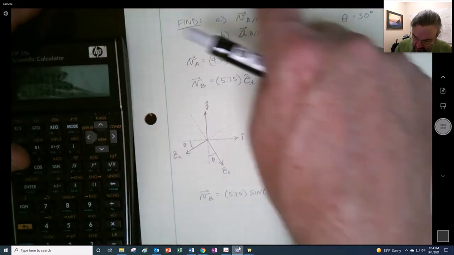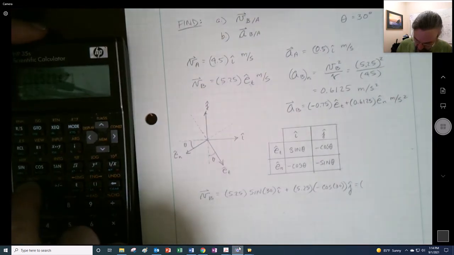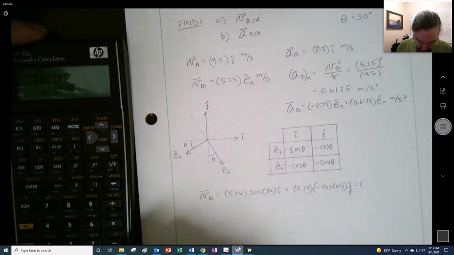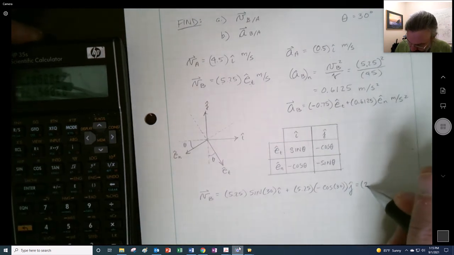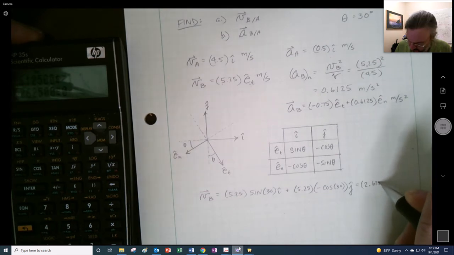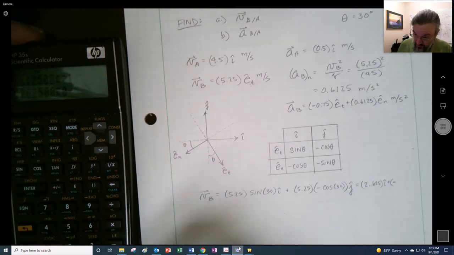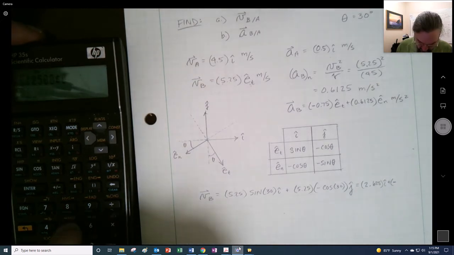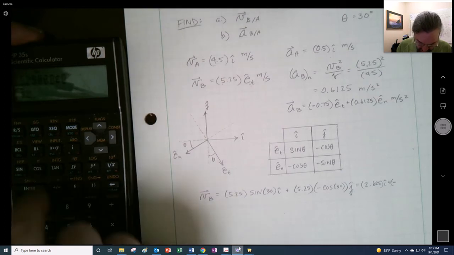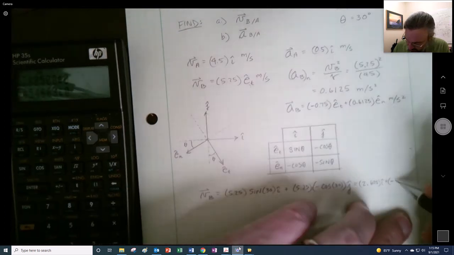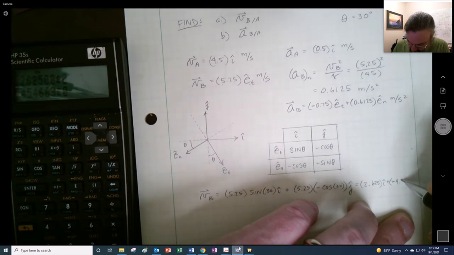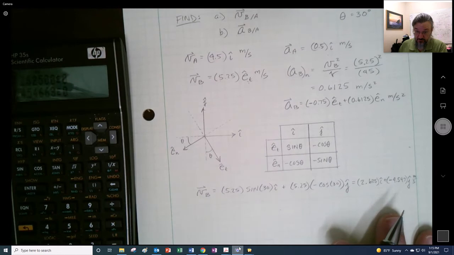I got that right? Yep, okay. 5.25 times 30 times the sine times, so 2.625 I plus, and this is going to be a negative number, I just have to remember that, 5.25 times the cosine, so we're going to get a negative 4.547 J. And these are meters per second, so I almost fit it within the margin.